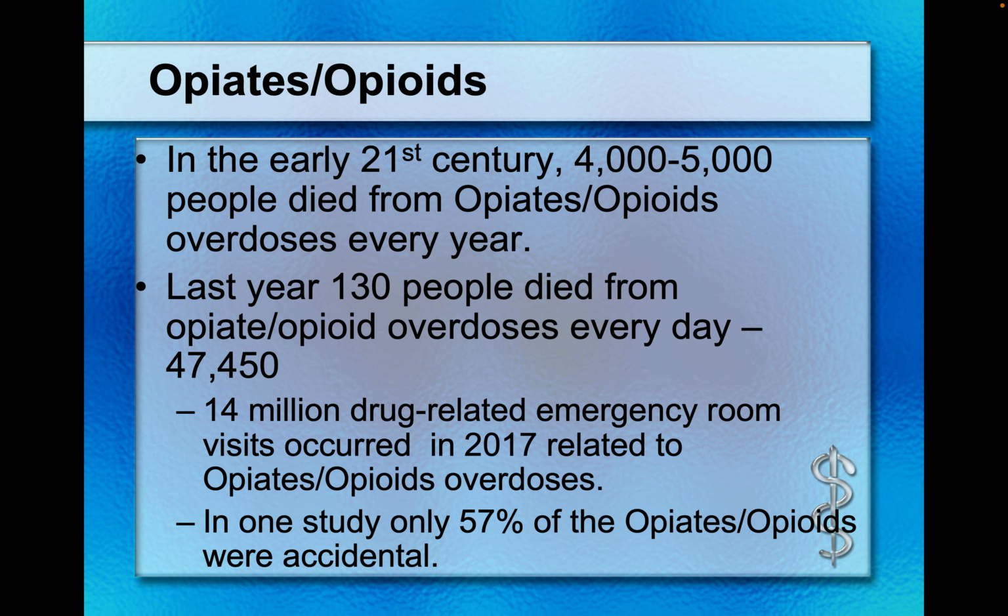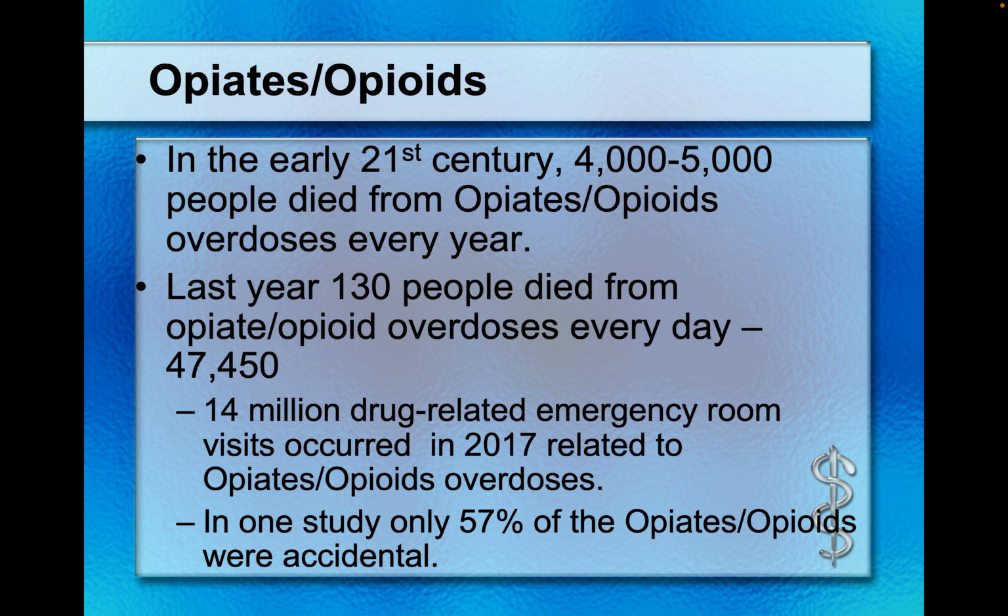In the early 21st century, 4,000 to 5,000 people died from opioid overdoses every year. Last year, 130 people died from opioid overdoses every day, 47,450. 14 million drug-related emergency room visits occurred in 2017 related to opioid overdoses. In one study, only 57% of the opioid overdoses were accidental.